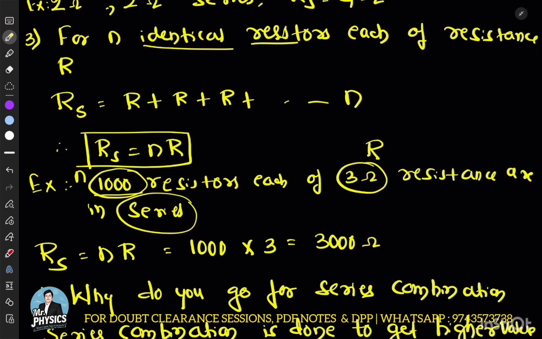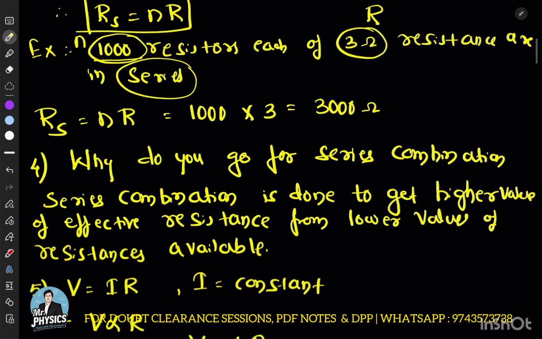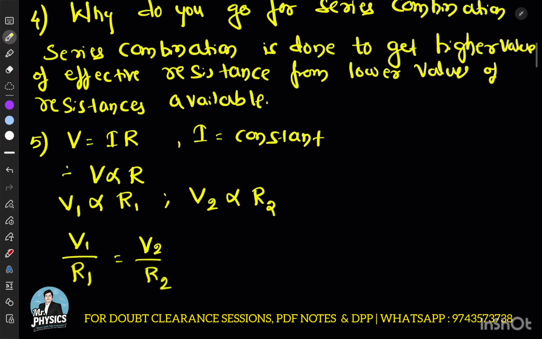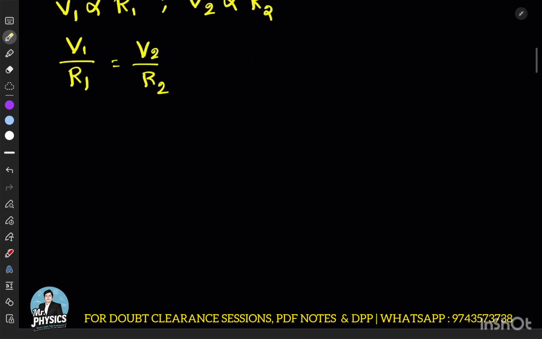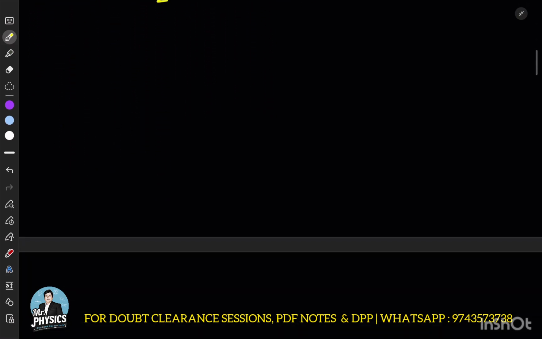And for that I have taken an example: 1000 resistors, each of 3 ohm resistance, are in series. So we got the answer. Why do we go for series combination? And what are the conditions for V and R with respect to keeping I as constant? So this is all about the series combination explanation.